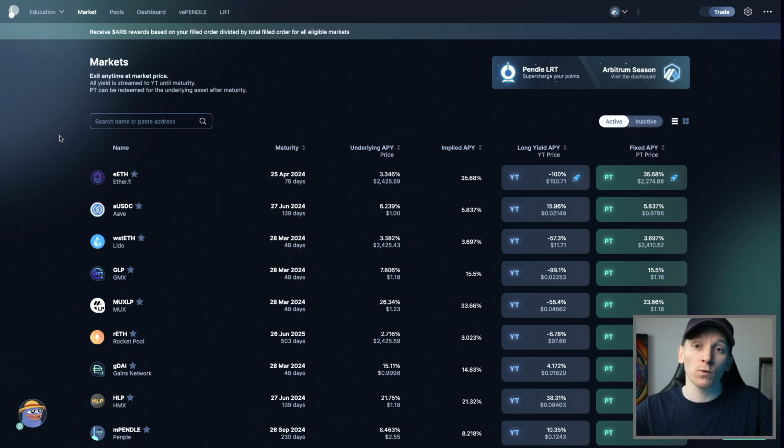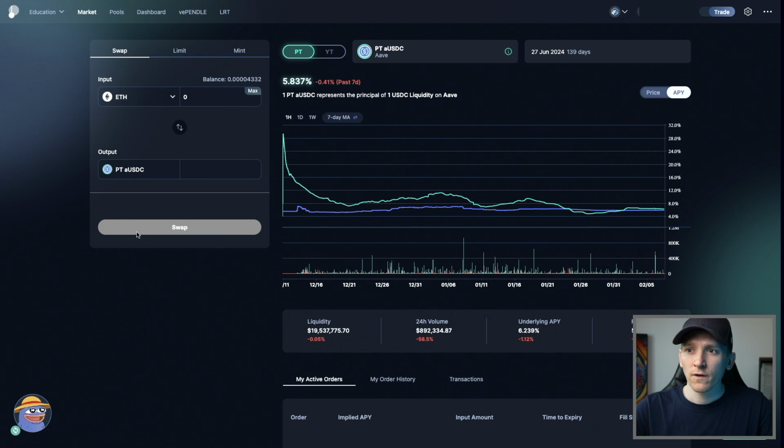Once you've decided you either want fixed income for your asset or you want to buy the yield because you think it's trading too low, you can click on one of these options. So we'll stick on USDC and we'll click on PT first. So what we're doing here is taking some value in our wallet and buying a position in a fixed income dollar for this example.